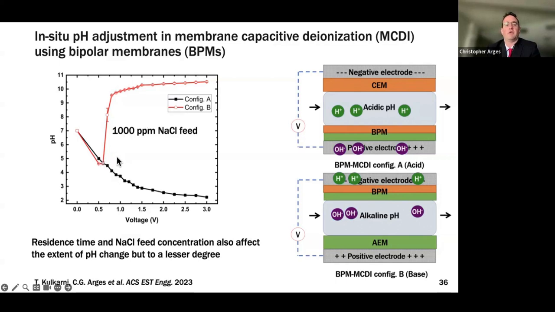So if we feed in a sodium chloride solution, right, we start to ramp up the potential for configurations A and B, around 0.75 volts. We start to see, okay, if we have configuration B, we get an alkaline solution. And if we have configuration A, we get an acid solution, as one would expect.